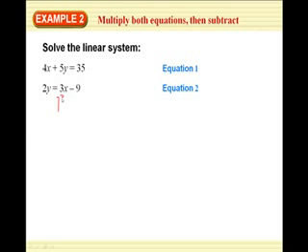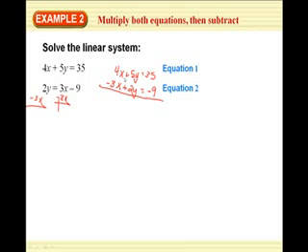So this one I'm going to subtract 3x from this side, and 3x from this side. So I'm going to have 4x plus 5y equals 35. I'm going to have -3x plus 2y equals -9. Now we start looking at what we can cancel, and I can't multiply this by anything to make it 3. I can't multiply 3 by anything to make it 4. Same thing here. I can't multiply 2 by anything to make it a 5, and vice versa.